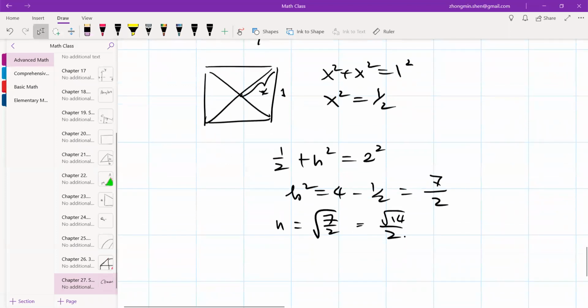Then the answer: the volume is going to be 1/3 base area times height, and that's going to be the square root of 14 over 6.